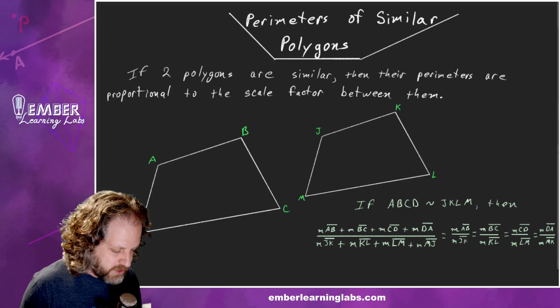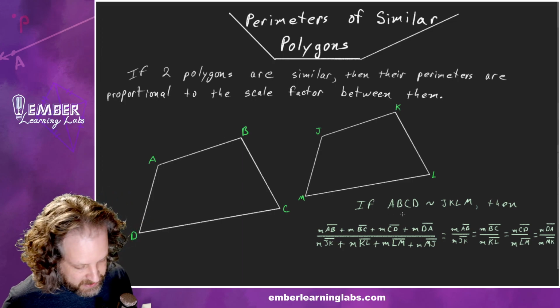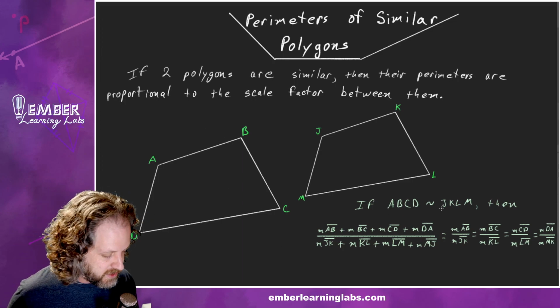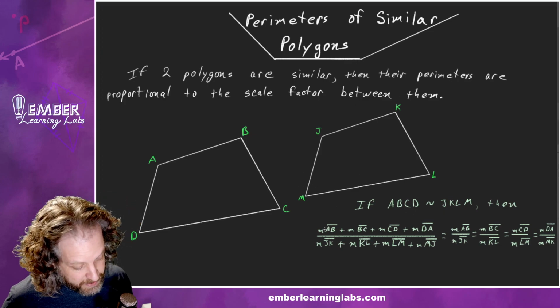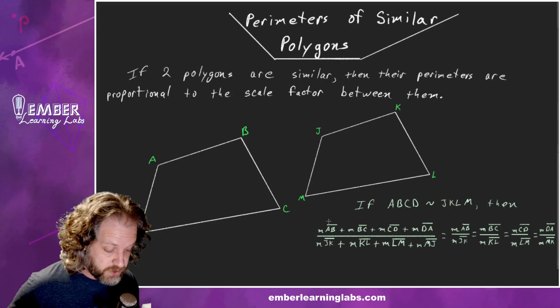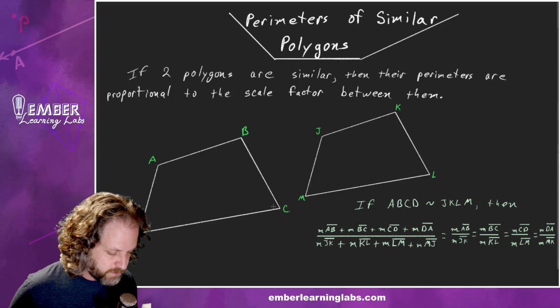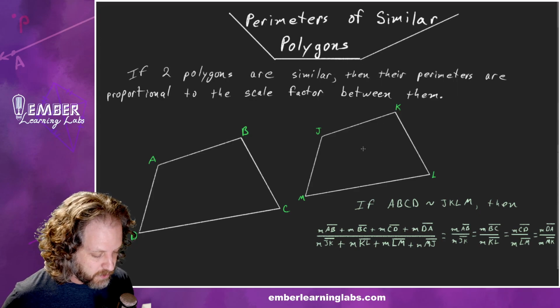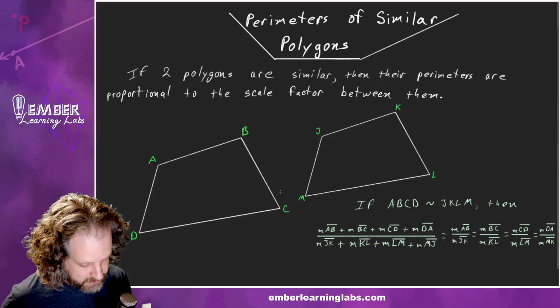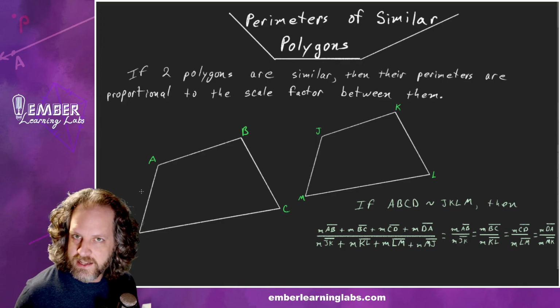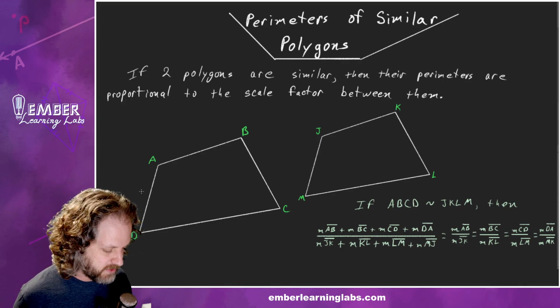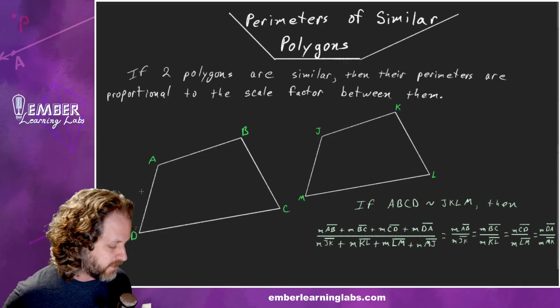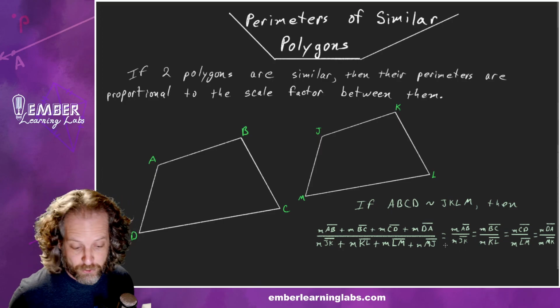But it's pretty straightforward. If ABCD, so this quadrilateral, is similar to JKLM, so this quadrilateral, then their perimeters, because how do you find perimeters? You add up all the sides. That's what this would be for the big one, and this would be adding up all the sides for the small one, right? This side plus this side plus this side plus this side, et cetera. Easy peasy. Equals their scale factor. And this is their scale factor written out 4 ways, right?